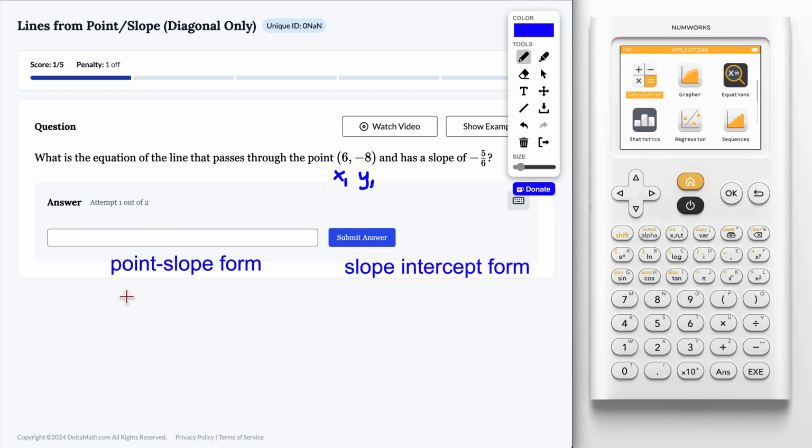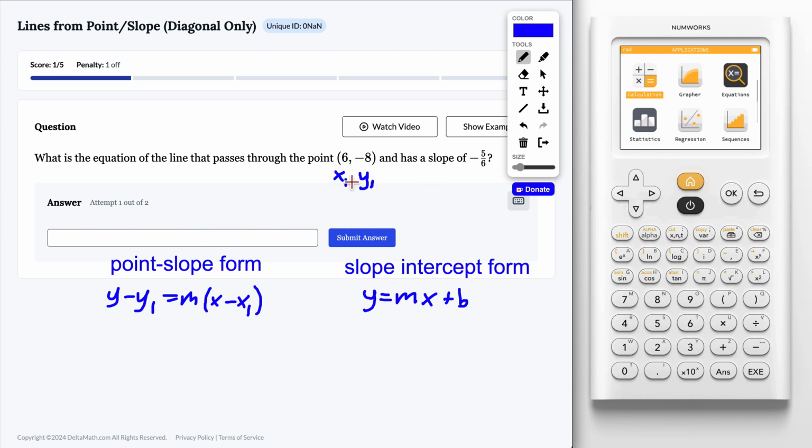Point slope form is y minus y sub 1 equals m times x minus x1. And that should be y minus y1, not x minus x1. Y minus y1 equals m times x minus x1. Slope-intercept form, of course, is y equals mx plus b. So let's plug in our values.